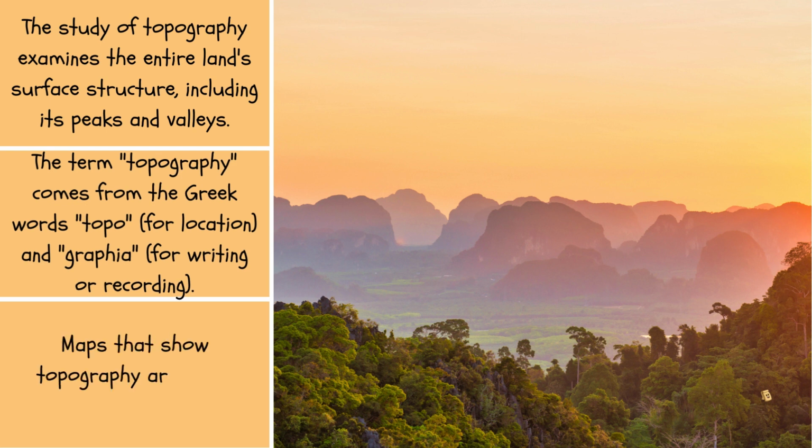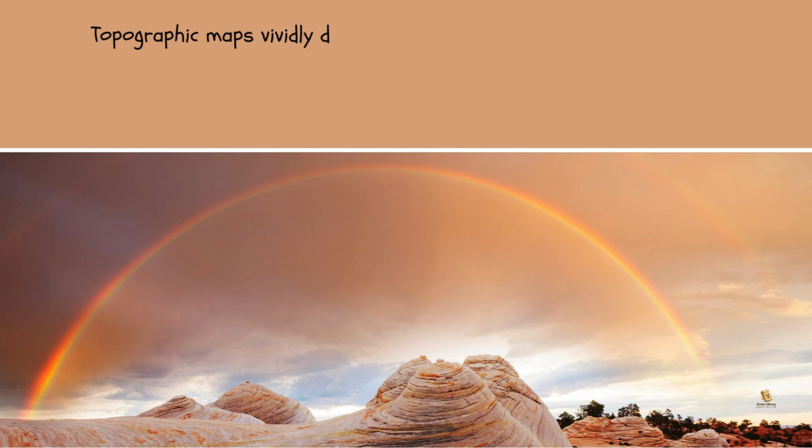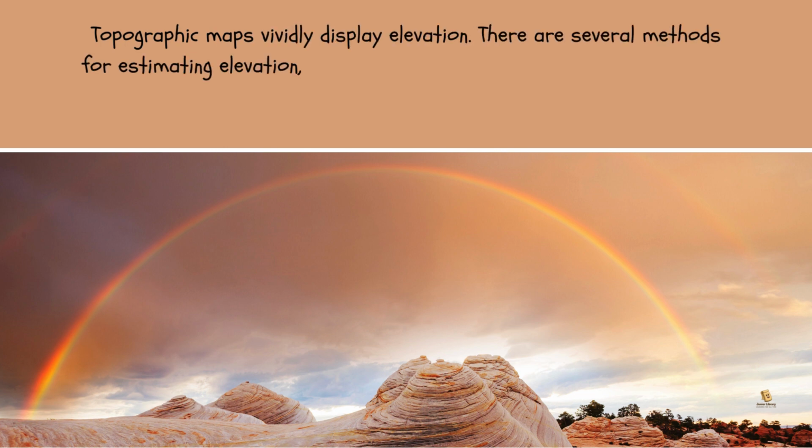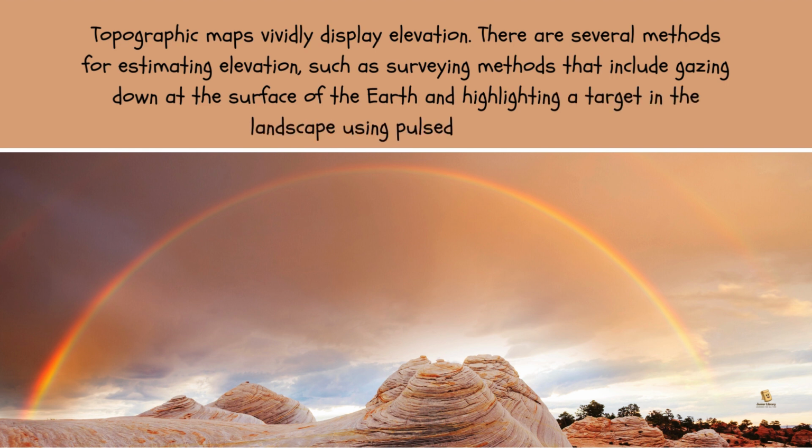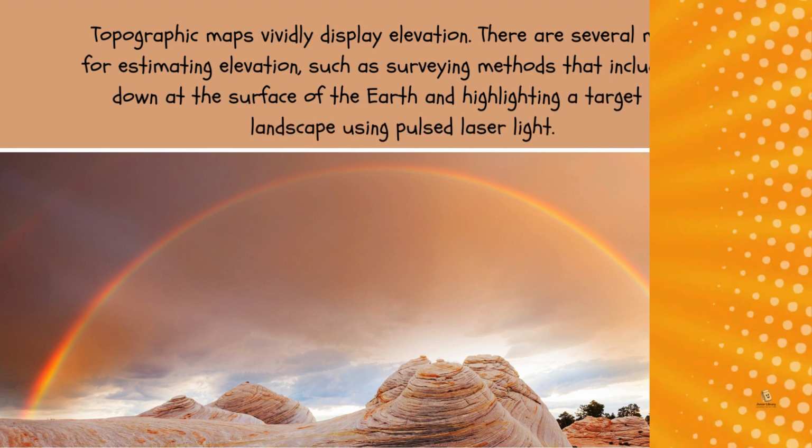Maps that show topography are called topographic maps. Topographic maps vividly display elevation. There are several methods for estimating elevation, such as surveying methods that include gazing down at the surface of the Earth and highlighting a target in the landscape using pulsed laser light.